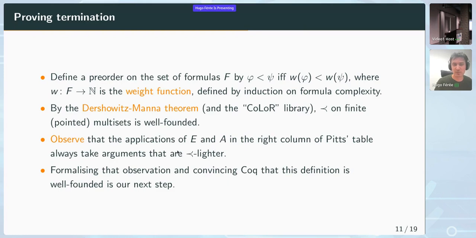And what you need to observe is that in the previous table, all the calls to E and A are smaller for this multiset ordering. So our job is to convince Coq that this is actually the case, and that this whole mutual induction using a multiset ordering is actually well founded.